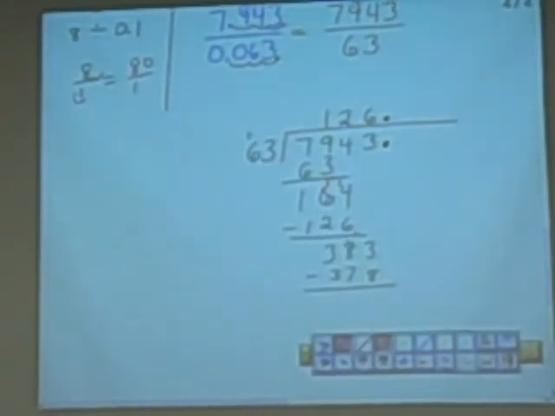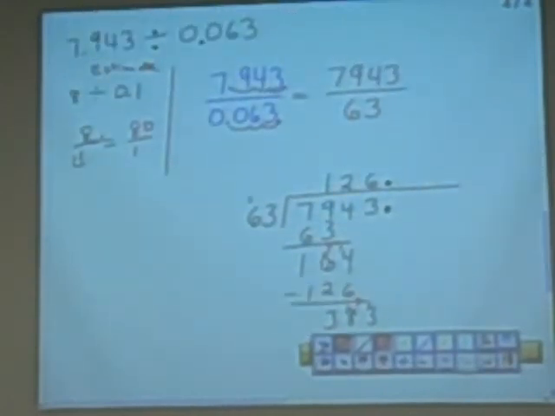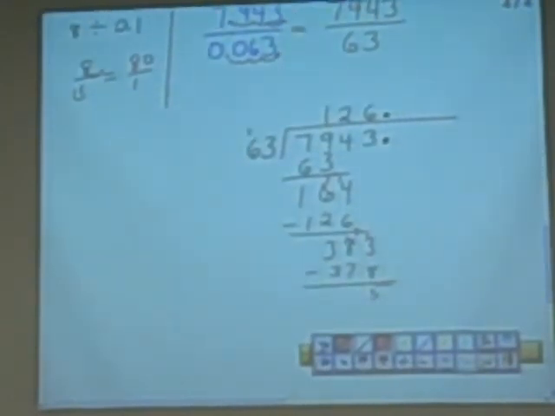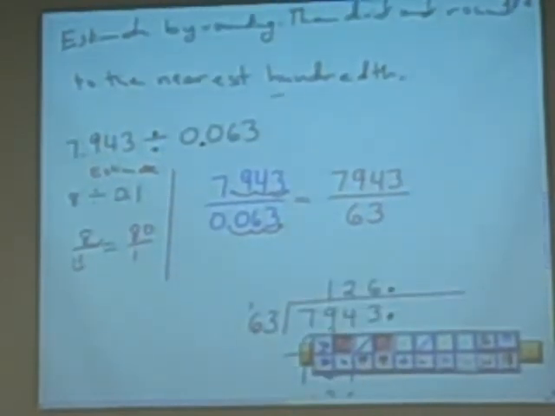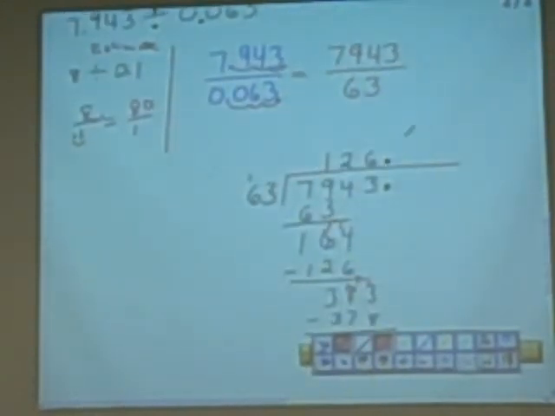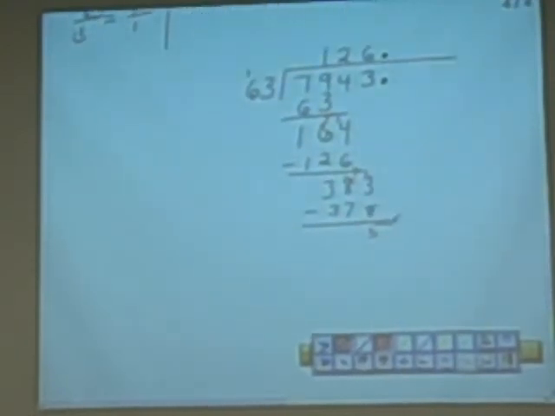So we've got to borrow, right? Make that a 7. 13 minus 8 is 5. And that's all, so you stop right there. That's going to be like your remainder. Well, remember now, we're working with decimals, and we have to round to the nearest hundredth. So we still have to go tenths, hundredths, and then 1 more. Okay? So we have to keep going.